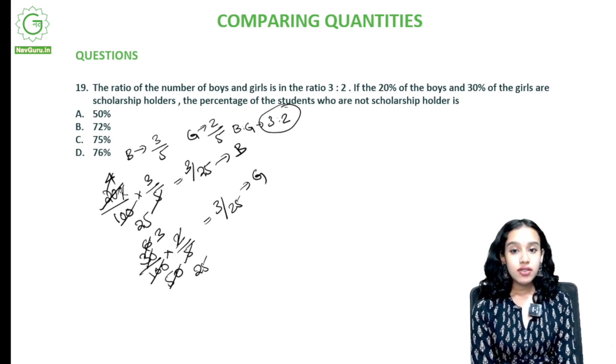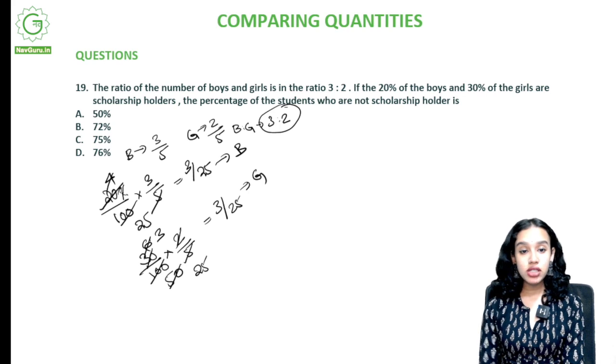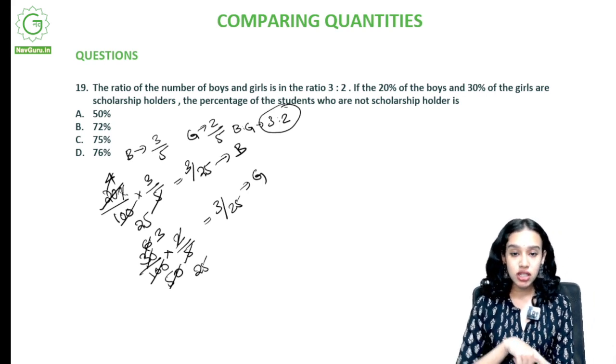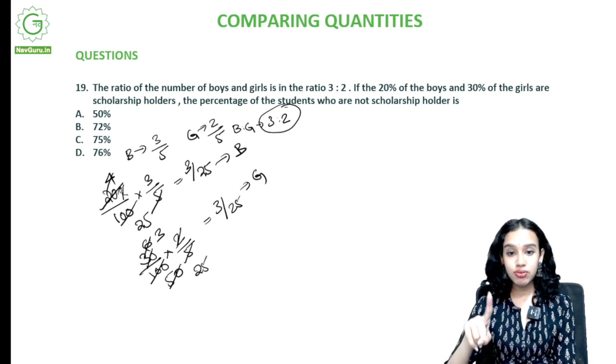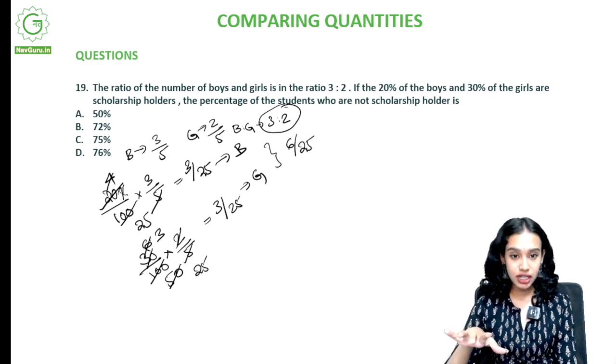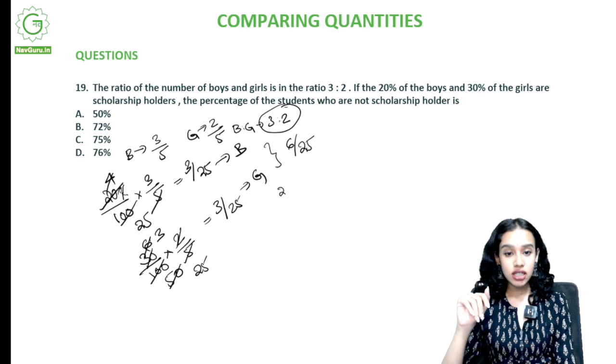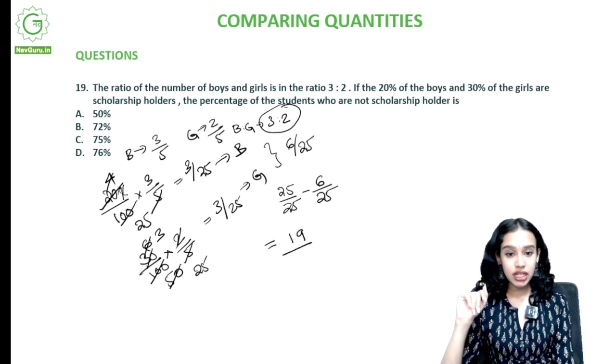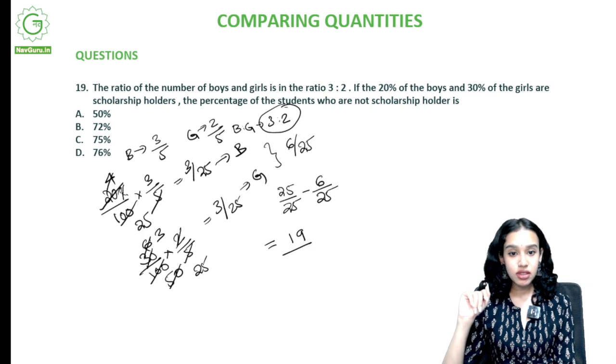Now we need to find the percentage of the students who are not scholarship holders. So we have 3 by 25 of boys holding the scholarship and 3 by 25 of the girls holding the scholarship. That makes the total percentage 6 by 25 of the total students hold the scholarship, right? So what is the rest? That is 25 by 25, that is 1 minus 6 by 25, which gives us 19 by 25, right?